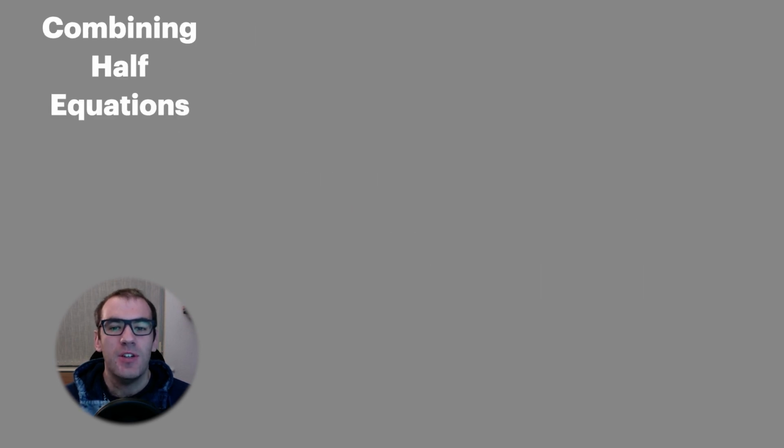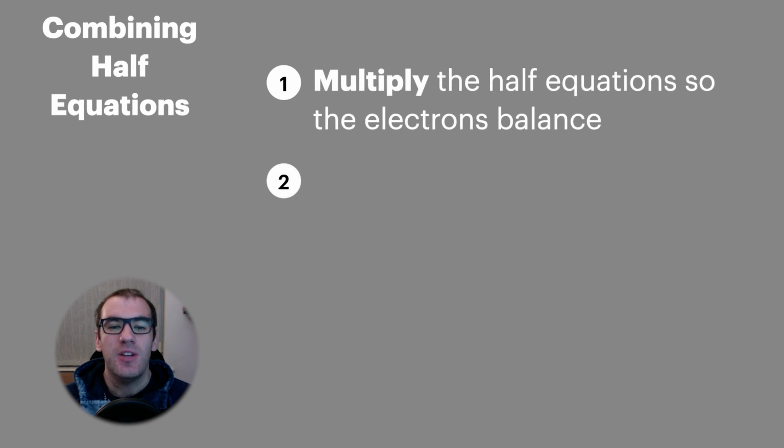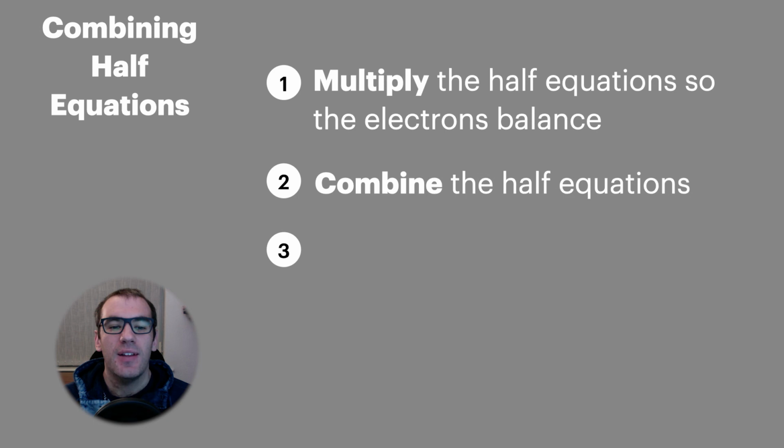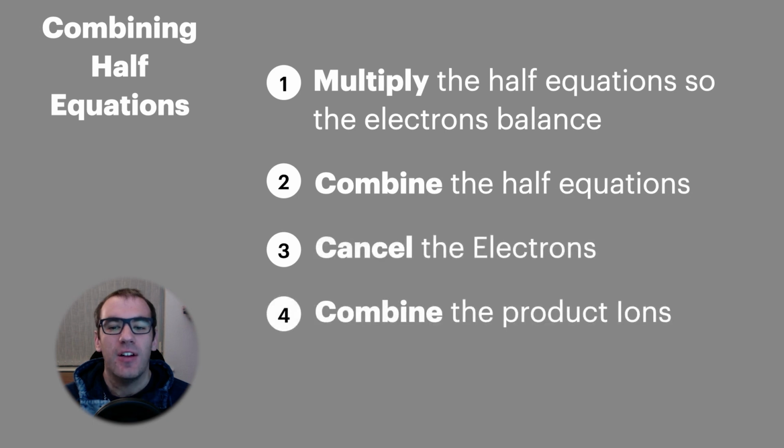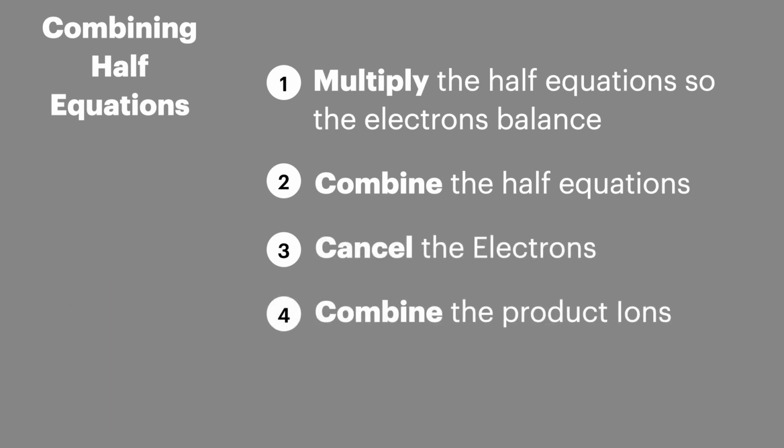There are some steps that you can follow to combine half equations. Start by multiplying each of the half equations so both have the same number of electrons. Combine those half equations, keeping the species on the correct side of the equation. Cancel out the electrons from both sides, and then combine the positive and negative ions to form an ionic product.